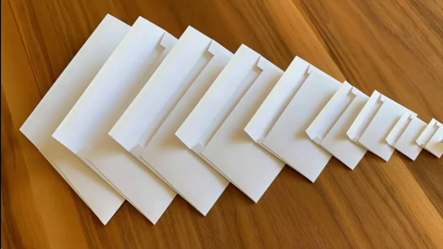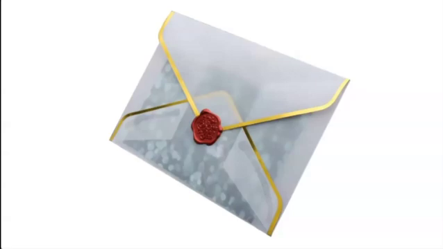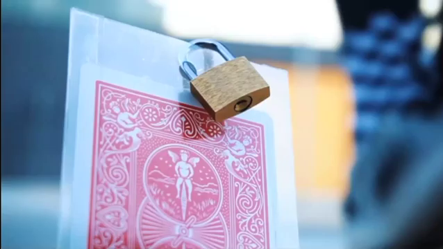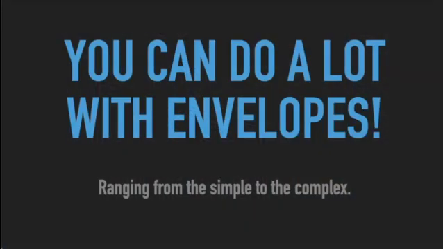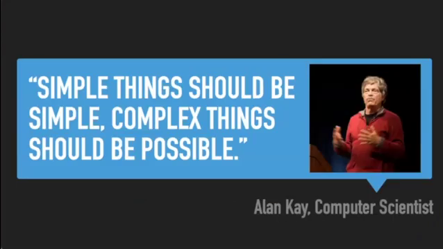Having done that little survey, there's no reason why you wouldn't want to at times mix and match these things. You might want, for example, an envelope that shows its contents but also carries a seal, or maybe an envelope that shows its contents but carries a lock that can only be opened by certain people. So in other words, you can do a lot with envelopes, ranging from very simple to very complex. And as Alan Kay, a computer scientist I admire, said, simple things should be simple and complex things should be possible. So that's a value we have at Blockchain Commons.